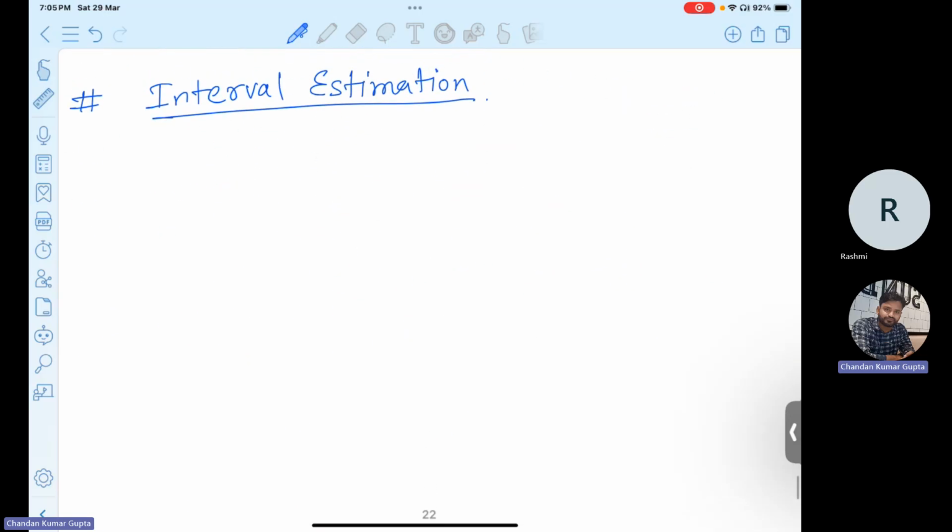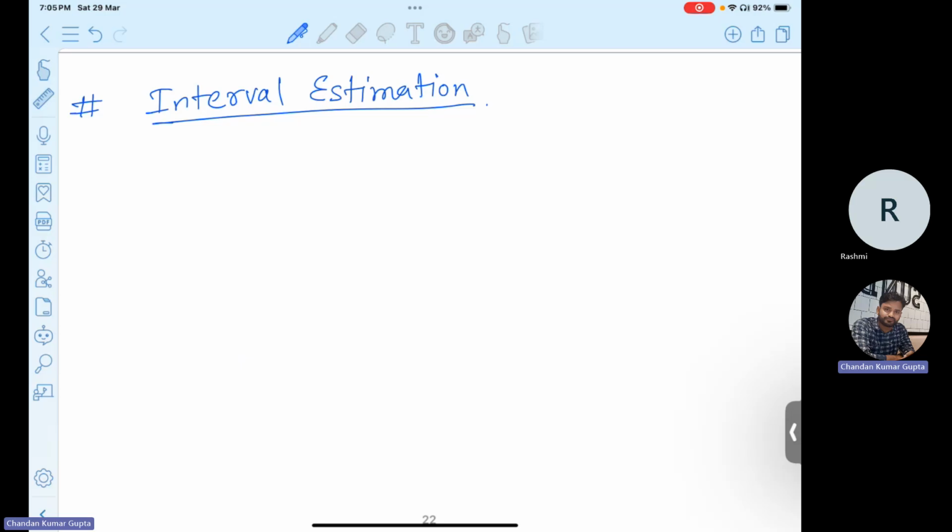And the maximum likelihood estimator is always consistent in nature. That's why we may use different kinds of estimation methods or estimators. Now the interval estimators.